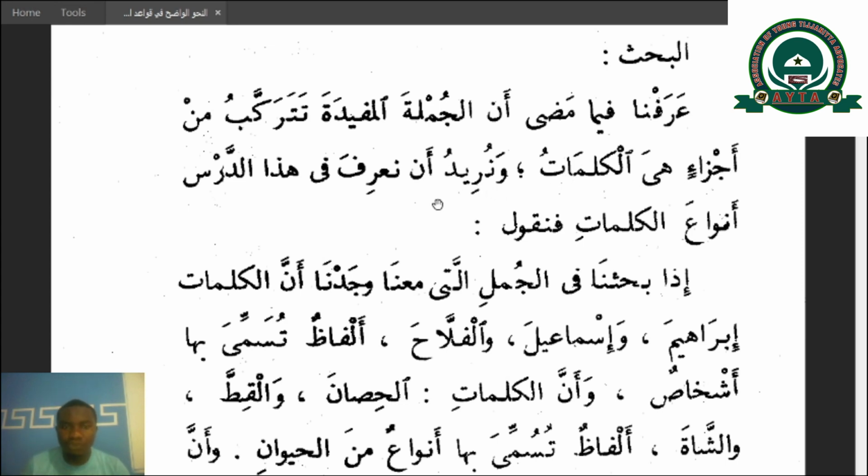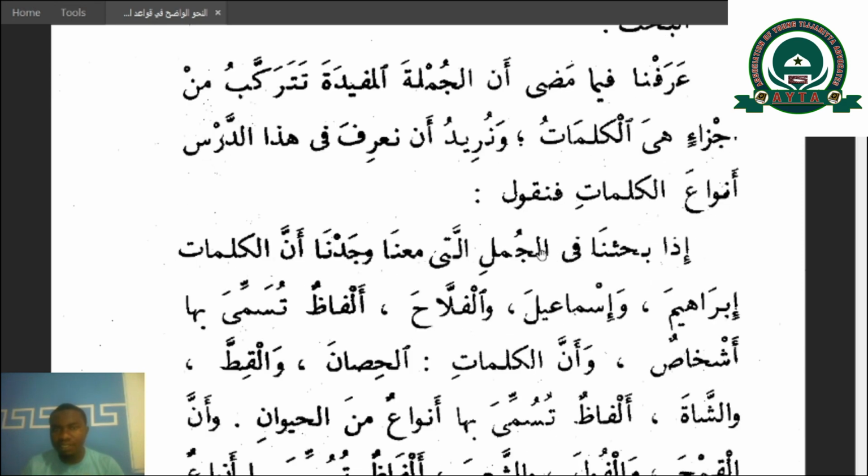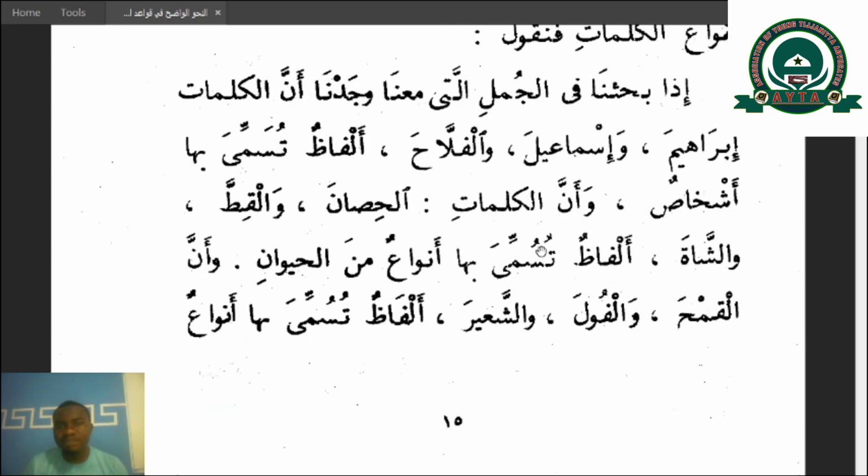And we want to know in this lesson anwa' al-kalimat. Anwa' is the plural of noun, type. So we want to know in this lesson types of words. And so we say: we are told the sentence is made up of words, so we want to know these words.